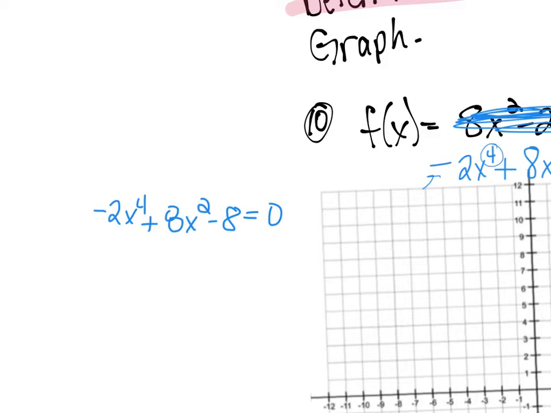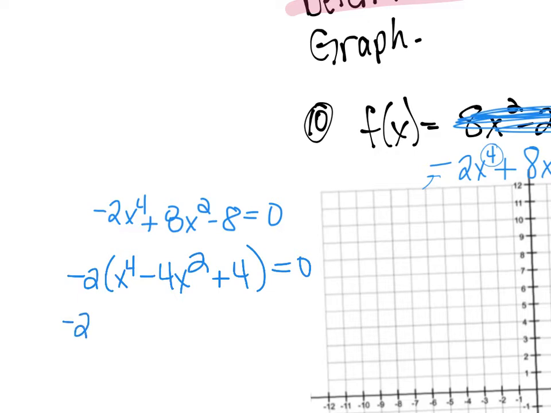So the first thing you're going to do, like Mia just said, take out the GCF. What do all 3 of them have in common? If I take out a negative 2, I'm left with x to the 4th minus 4x squared plus 4 equals 0. So I have negative 2 times x to the 4th minus 4x squared plus 4. That's a trinomial. It's a perfect square.